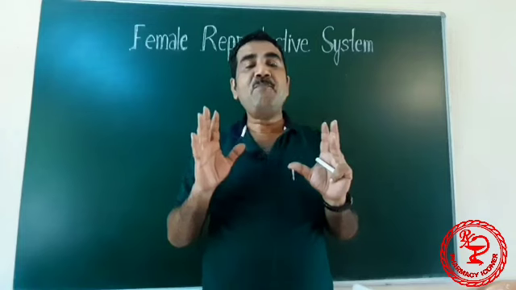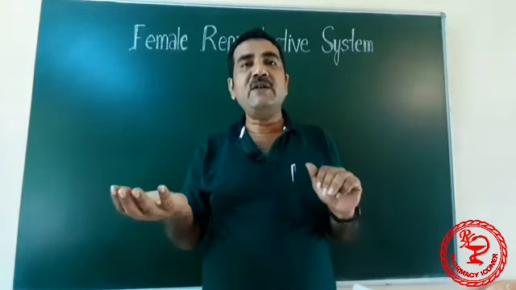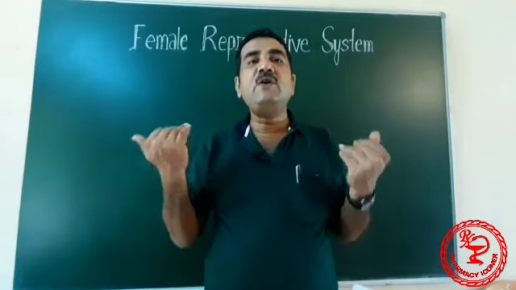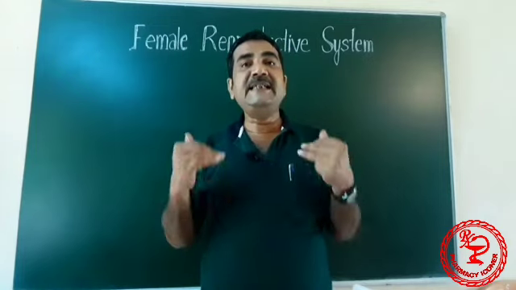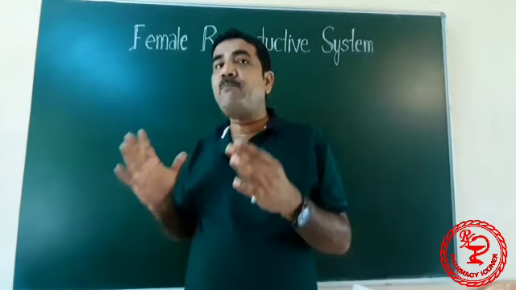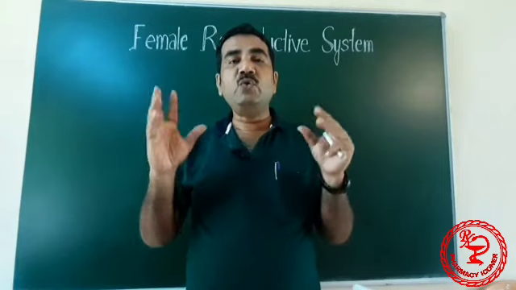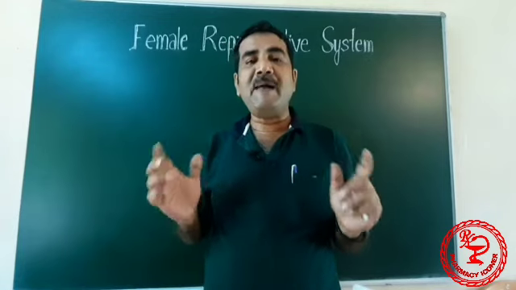These are primary sex organs, and there are some organs which support the process of reproduction but are not most essential for reproduction. These are secondary reproductive organs, and two secondary reproductive organs are there. They are breasts or mammary glands.